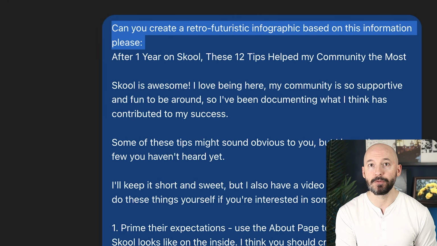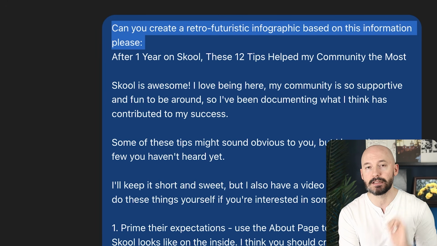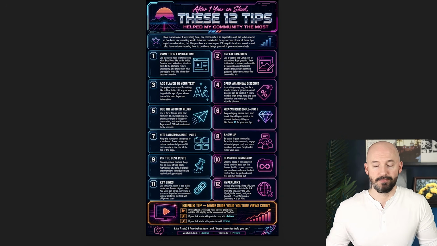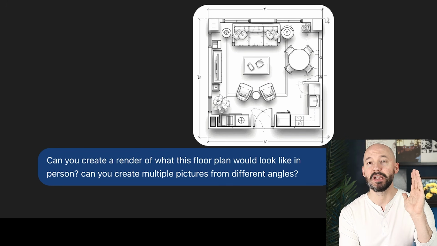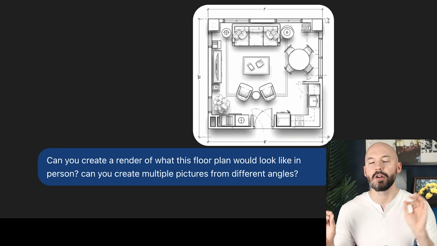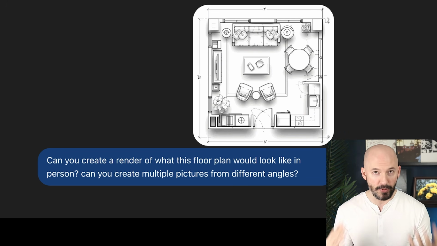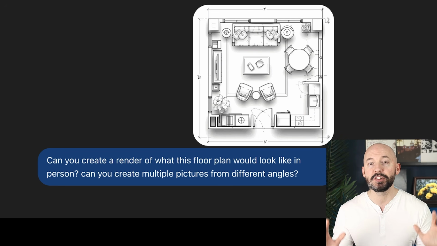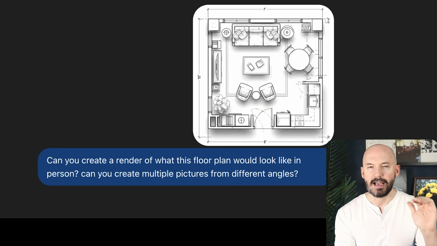I asked for a retro-futuristic infographic based on this information, and then it creates that. Amazing. Check this out. I made a floor plan in Midjourney, and then I prompted, can you create a render of what this floor plan would look like in person? And can you create multiple pictures from different angles? Again, diving into that new feature of multiple generations.